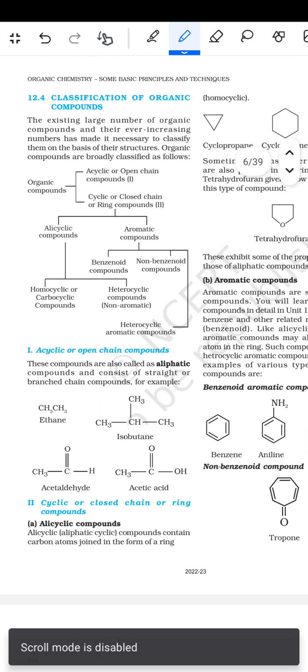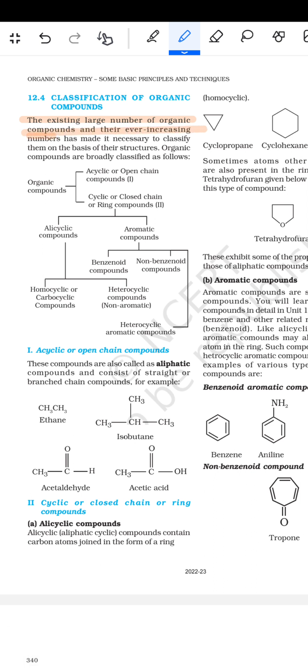Classification of organic compounds. The existing large number of organic compounds and their ever-increasing numbers has made it necessary to classify them on the basis of their structure. Organic compounds are broadly classified as follows.